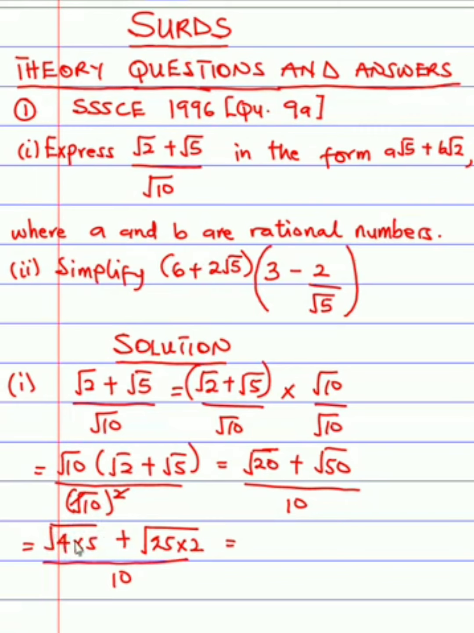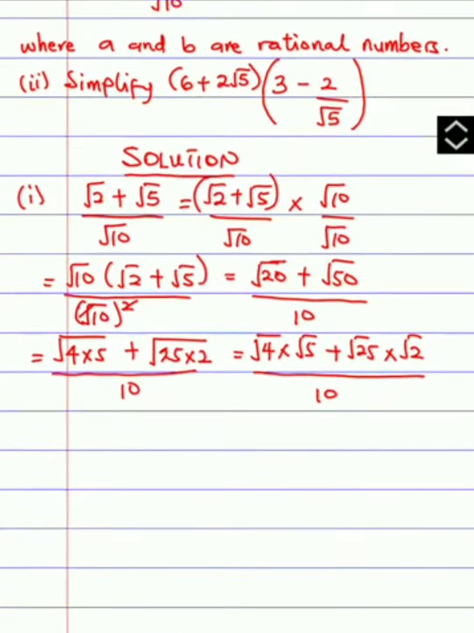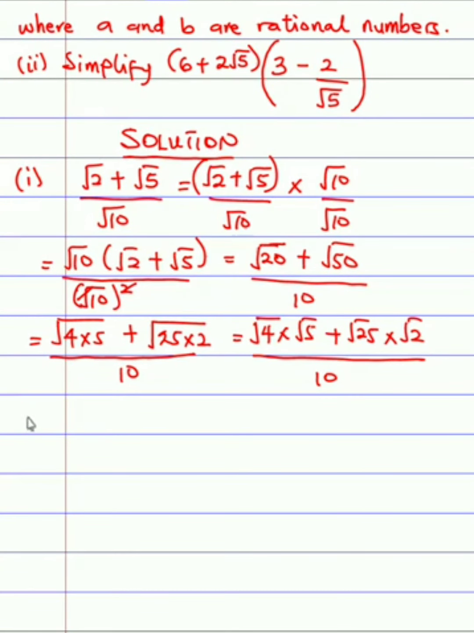All right, now root 4 times 5 can be broken down further into root 4 times root 5 plus root 25 times root 2, all over 10. Now, root 4 gives us 2, so we get 2 root 5 plus root 25 gives us 5, times root 2, so 5 root 2, all over 10.